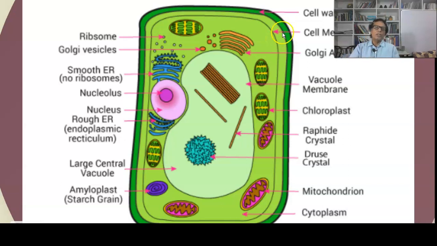In addition to the cell membrane, this is the cell wall, and it is very hard and protects the inner parts, the inner organelles of the cell. These are the organelles lying in the cytoplasm, like ribosome, Golgi apparatus, mitochondria and the lysosome.